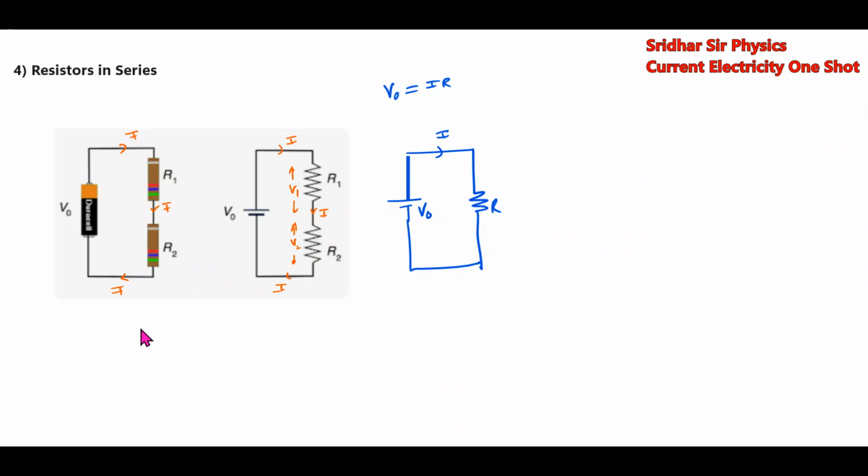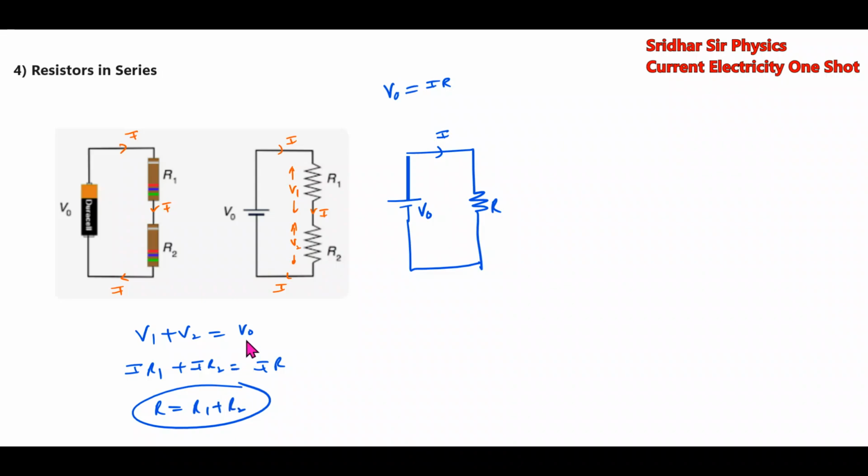Then first we'll define it like this: V1 plus V2 is equal to V0. What is V1? Ohm's law, IR1. V2, Ohm's law for the second resistor, equals IR2. V0 equals IR. So what is R equal to? R1 plus R2. If two resistors are connected in series, the effective resistance will be R1 plus R2.